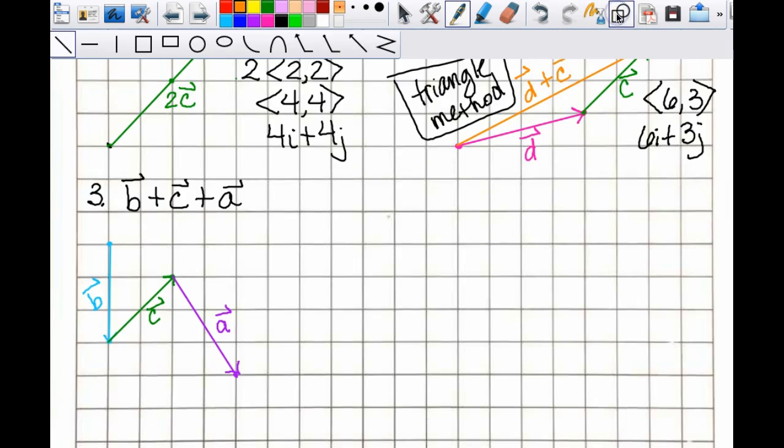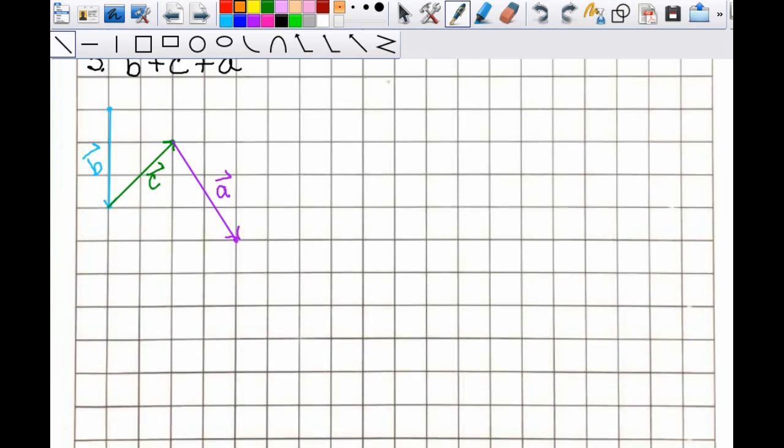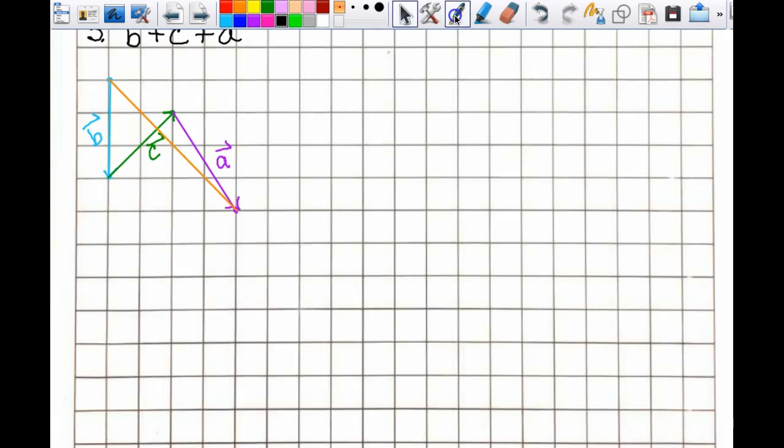So then my resultant goes from the tail of my first vector to the head of my last vector right there. And this orange one that makes all this crisscross, this right here is B plus C plus A. Any questions about that at this point?